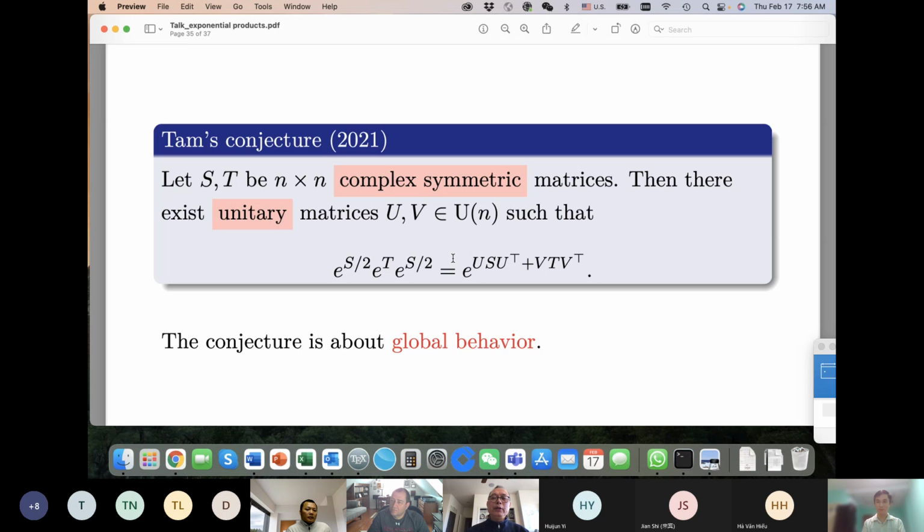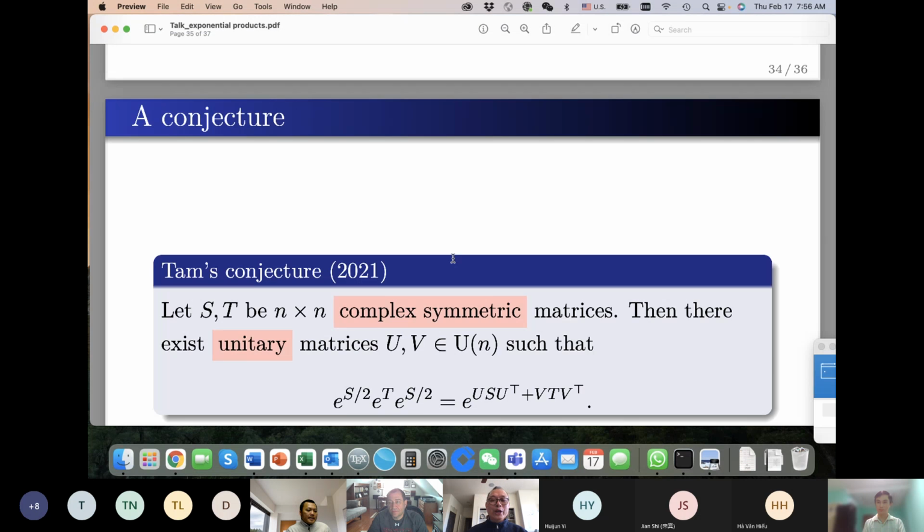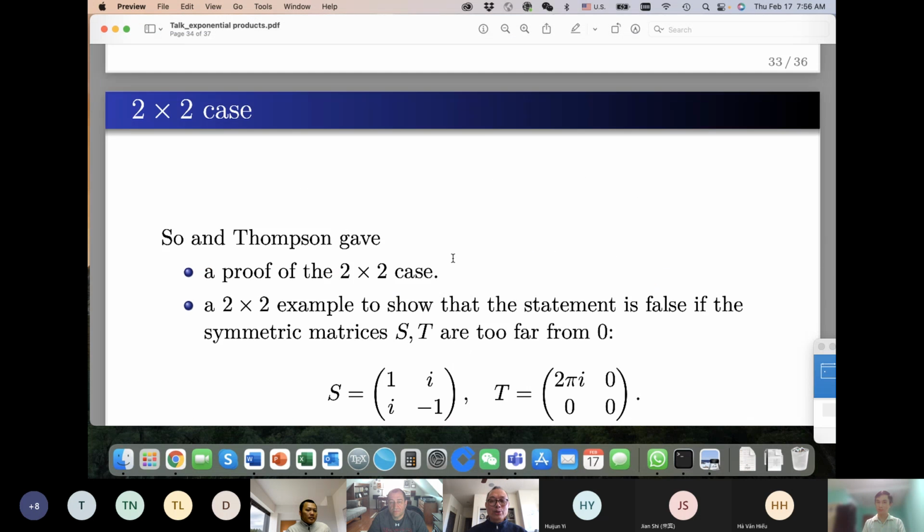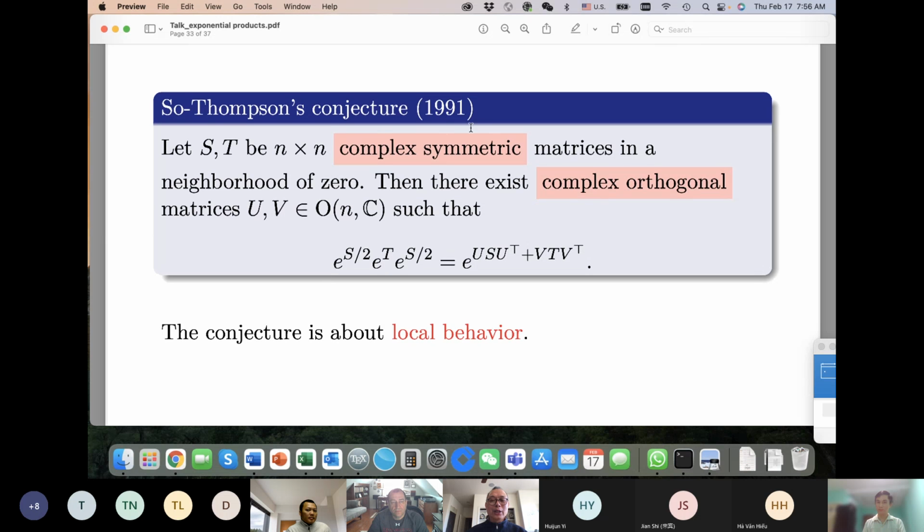It might not fit into the Lie setting very well here for the compact symmetric matrices. But if you have some idea, you're welcome to communicate with me. I would like to see it being resolved, either the global conjecture or the local conjecture. This is the local conjecture. Okay.